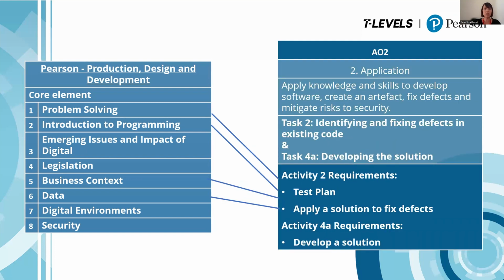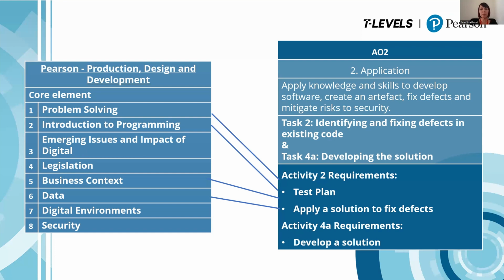If we look at number 2, we can look at the core content in more detail and delve into the topics covered and cross-reference them from our planning. So activity 2 and 4A are looking at the application. They're looking at how they can apply knowledge and skills to develop software, create an artifact, fix defects, and mitigate risks to security. So they've got to look at a test plan, apply a solution to fix defects, and develop the solution.